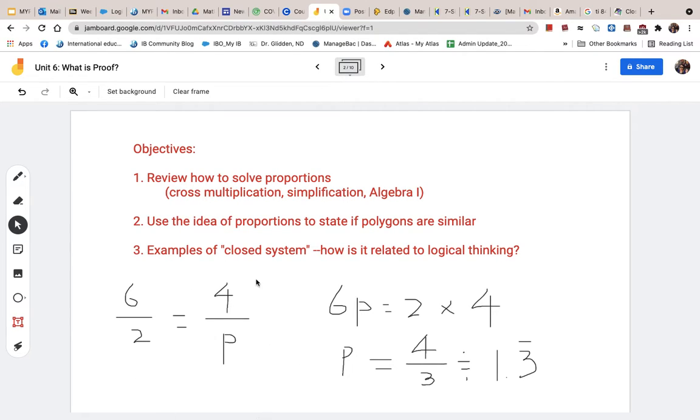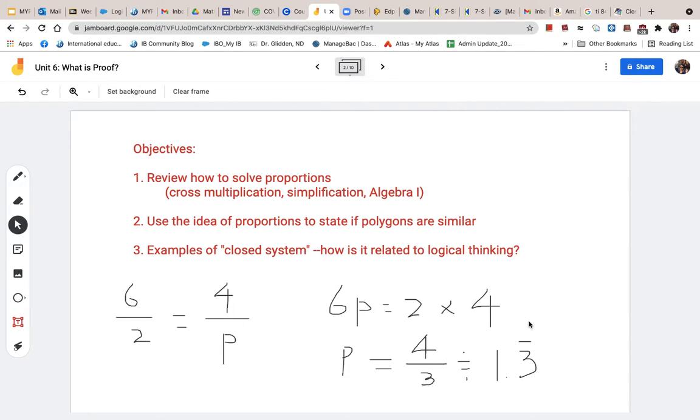As you can see from here, this is an equation. You have 6 over 2 on the left-hand side and 4 over p on the right-hand side. There are 2 ways to solve the problem. The first one is we're going to use cross multiplication. We'll be looking at 6 multiplied by p equals 4 multiplied by 2. That's why I wrote this equation here.